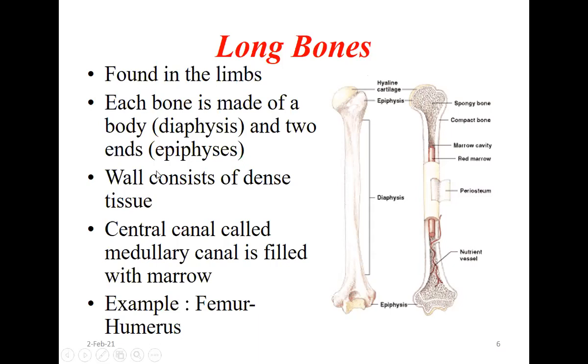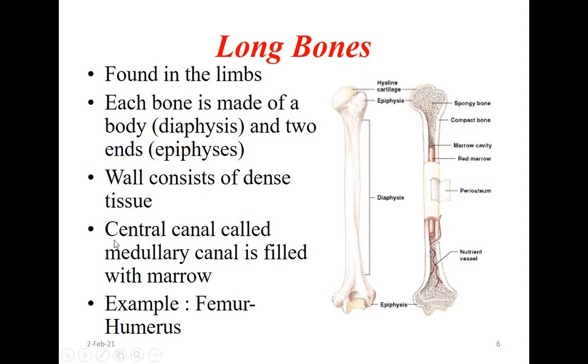And if you cut and open, then you see that the wall consists of dense tissue. So we have cut the bone into two equal halves. Then you can see this is the thick bone here. This is called as the compact bone, dense tissue.